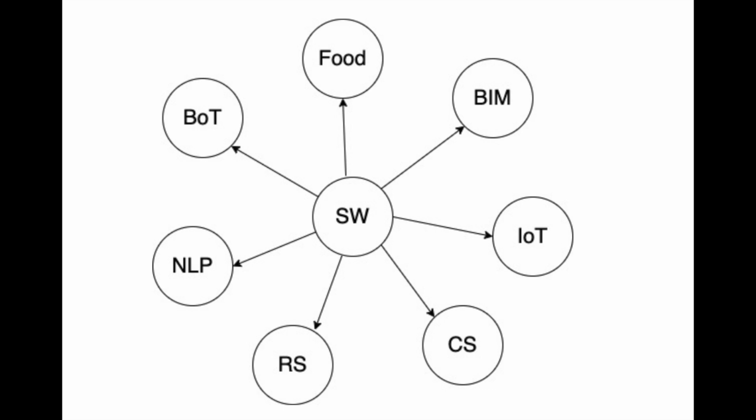If there is complex and interconnected data, then the best way to represent it is a knowledge graph. The fields highlighted on this screen are ones where we have used knowledge graphs: representing the food-related domain, building information models, IoT, computer security, recommendation systems, natural language processing, and building ontology. So these domains are not limited to a few applications.